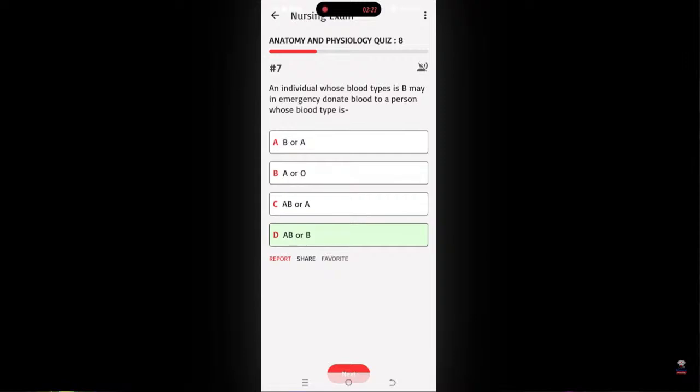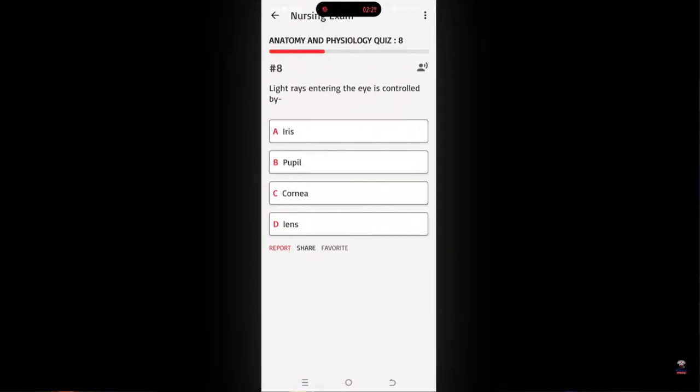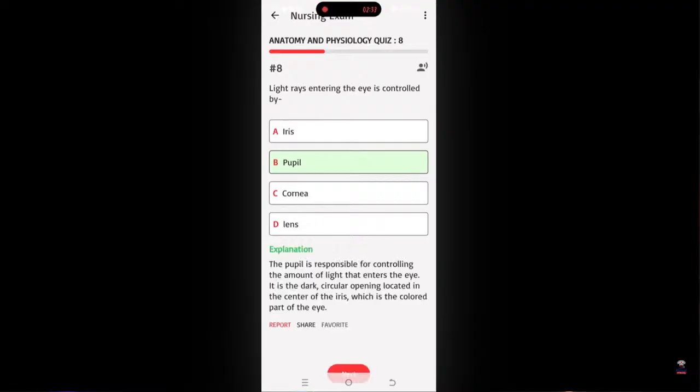Light rays entering the eye is controlled by A. Iris, B. Pupil, C. Cornea, D. Lens. Correct answer. The pupil is responsible for controlling the amount of light that enters the eye. It is the dark, circular opening located in the center of the iris, which is the colored part of the eye.